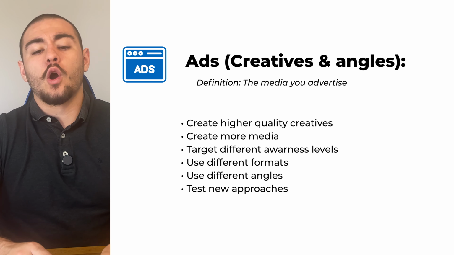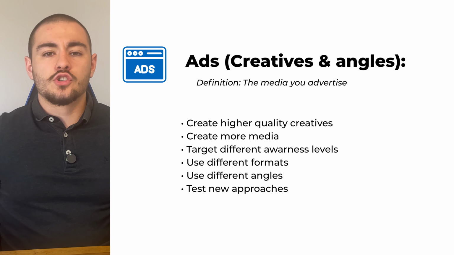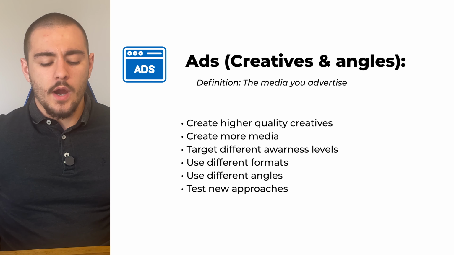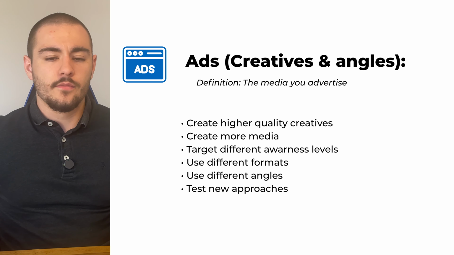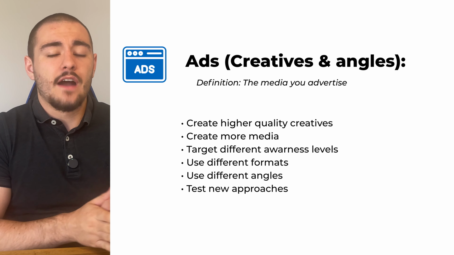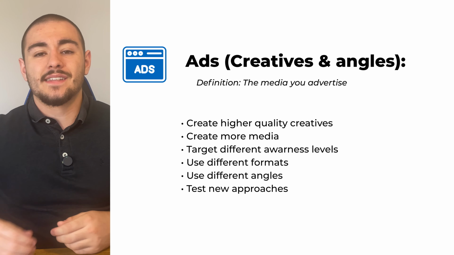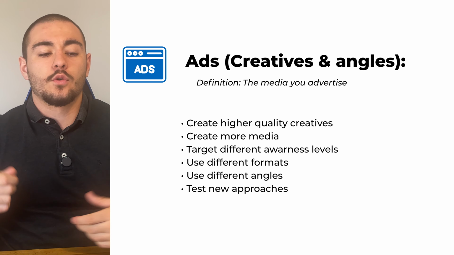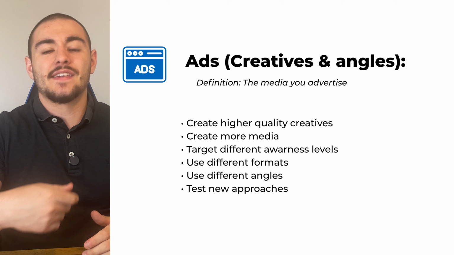Then target different awareness levels. An awareness level is from Gene Schwartz, an old copywriter who invented the five levels of awareness. So think about someone that knows that they have a problem and they're at the highest level of awareness. They literally have their credit card in hand, right? They're ready to buy. They feel the tension. They just need to get the action rolling.